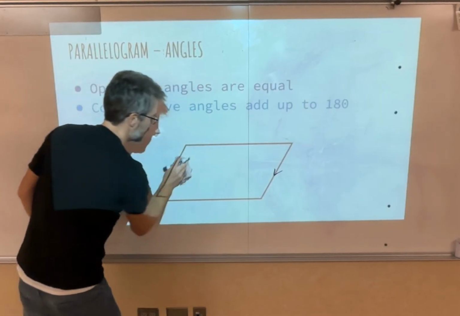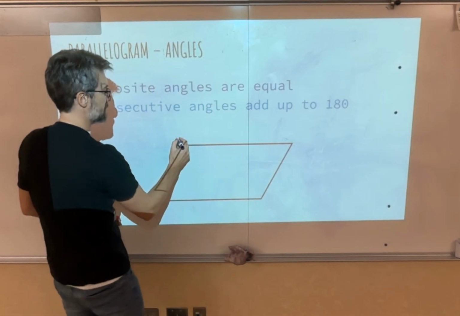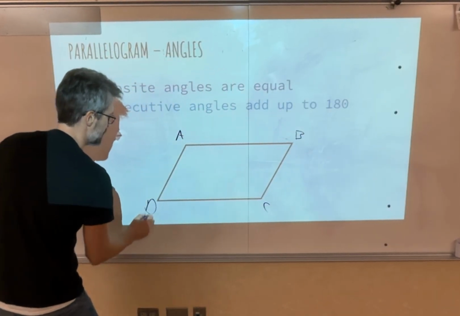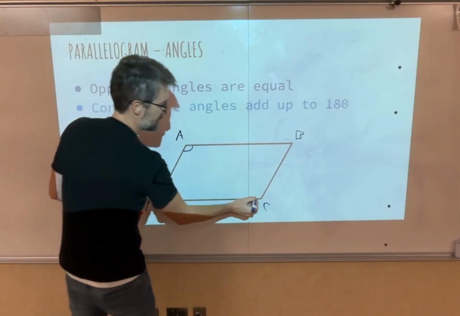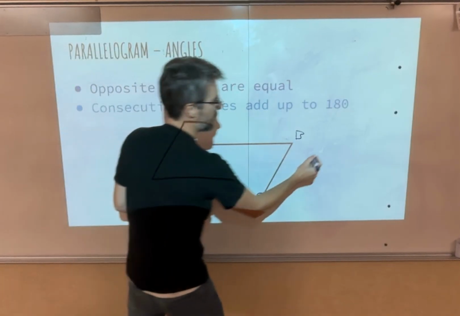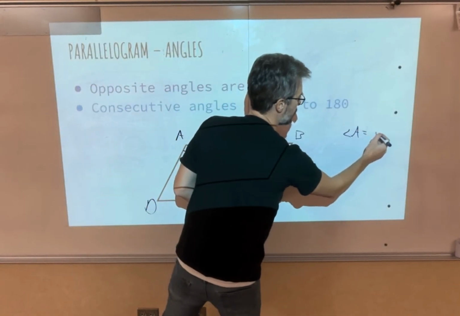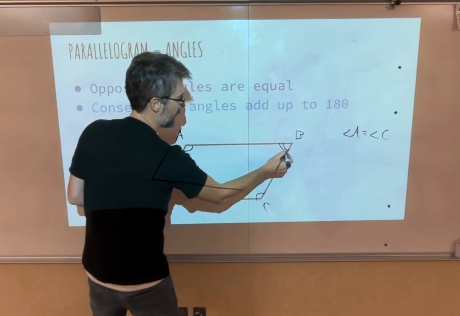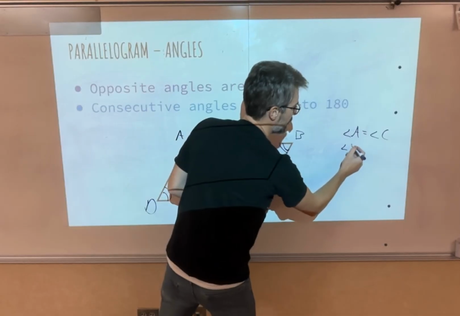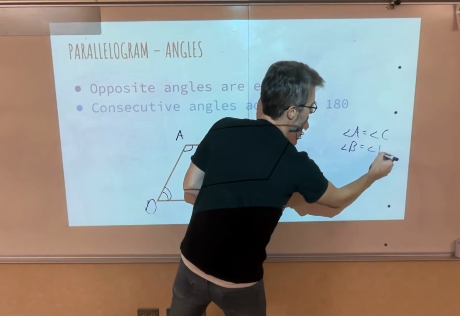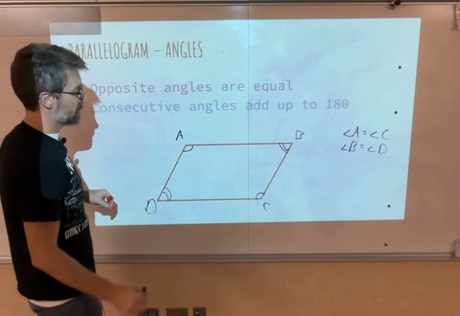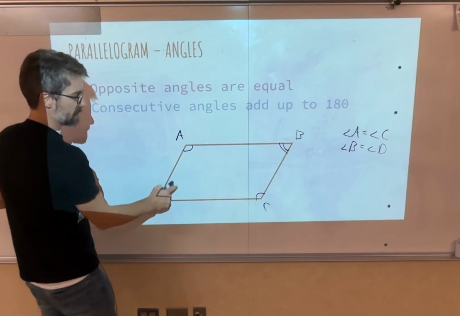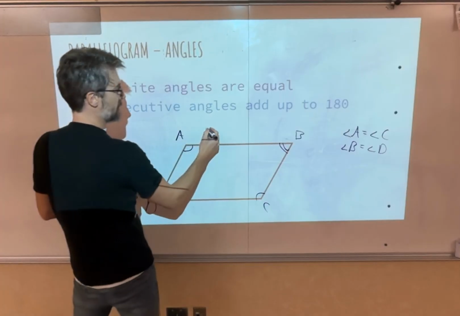So if we look at this and let's say this is A, B, C, and D, I know that A and C have to be equal to one another, so angle A equals angle C. I also know that these two angles have to be equal to one another, so angle B is equal to angle D. I also know that any of these consecutive angles also add up to 180 degrees.